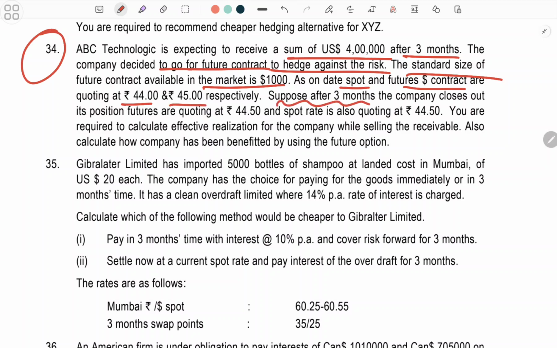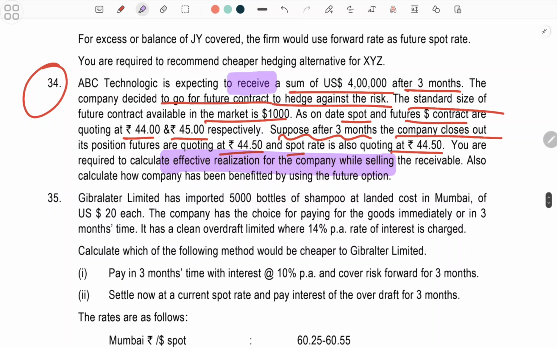Suppose after 3 months, the company closes out its future position and the futures are quoting at 44.5 and spot is also quoting at 44.5. You are required to calculate effective realization for the company while selling the receivable. Of course, the receivable has to be sold. See, you have a receivable in terms of $4 lakh.